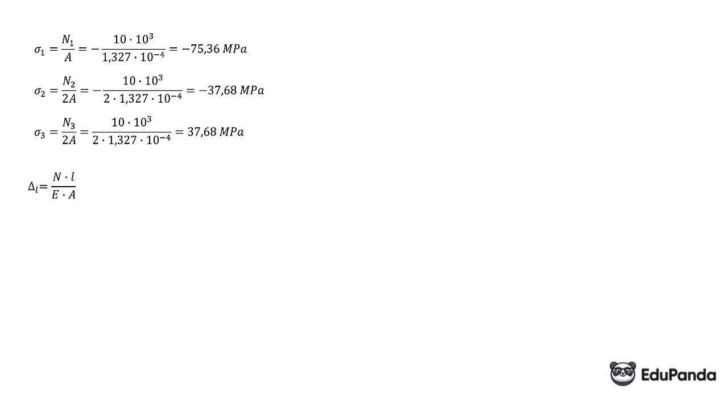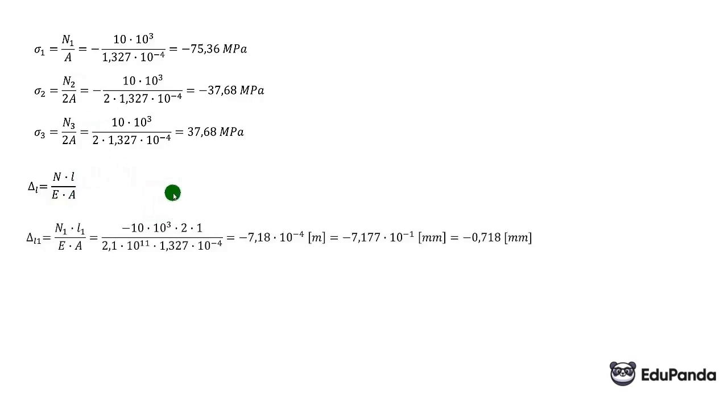The formula for elongation is force in the section times the length of this section, divided by Young's modulus and cross-sectional area. So we'll calculate the same way in the first, second, and third sections. So we take the force from the first section, the length of the first section, Young's modulus is constant, and the cross-sectional area of the first section, then the second, and so on. Here we also take actual values, not absolute ones, because this determines whether we'll have shortening or elongation of this part of the rod. If the force is negative, then shortening occurs.